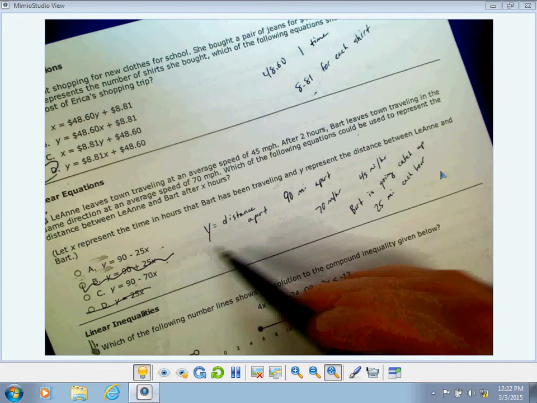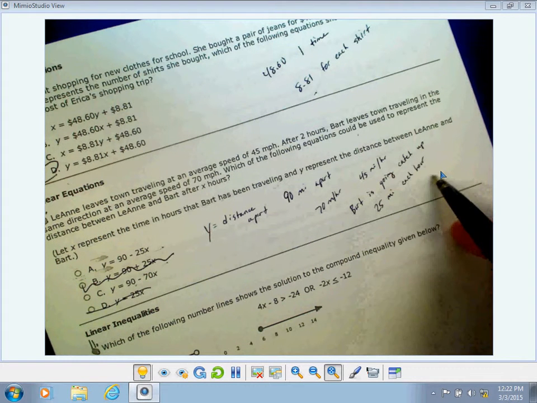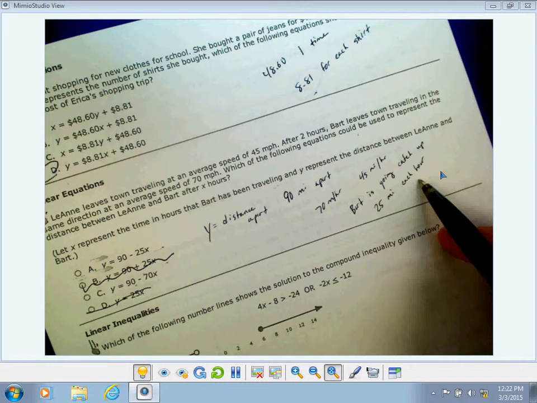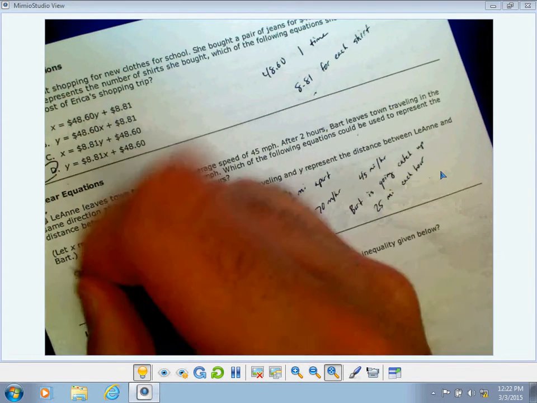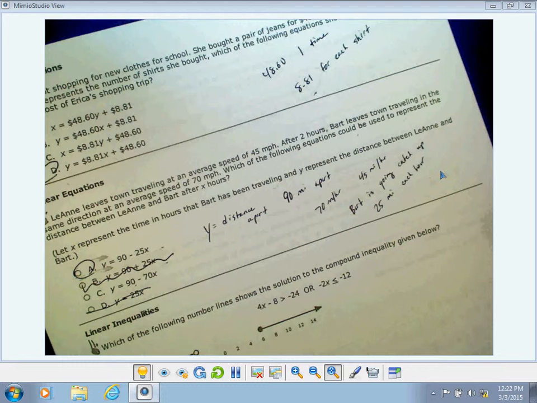Well, if you think about it, what we said over here, right? Bart is going to catch up 25 miles each hour. That means he's going to get closer by 25 miles. That means the distance they are apart is going to shrink by 25 miles every hour. It's this one. That's a pretty tough question, guys. But again, it can be done. Just got to think about it a little bit.